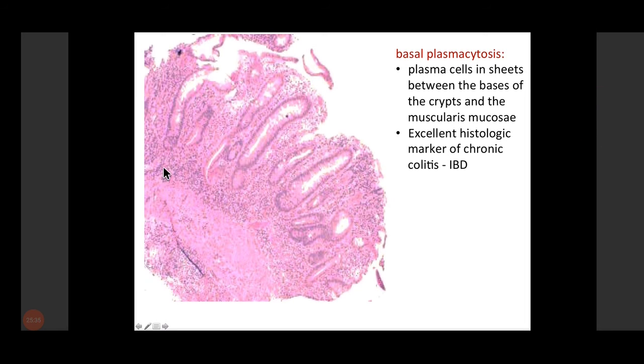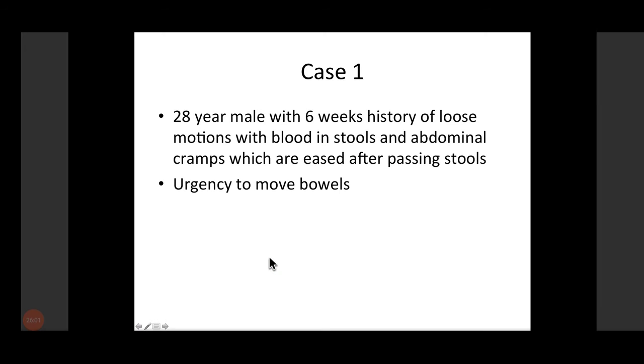So this is again that basal lymphoplasmacytosis that I was telling you about. These are the crypts. This is the muscularis mucosae. Now normally the crypts extend right up to the muscularis mucosae, which is what you saw in the initial slides that I showed you. But what happens in this chronic colitis is that there is shortening of these crypts, and instead in this area between the crypts and the muscularis mucosa, you see the presence of lymphoplasmacytic cells.